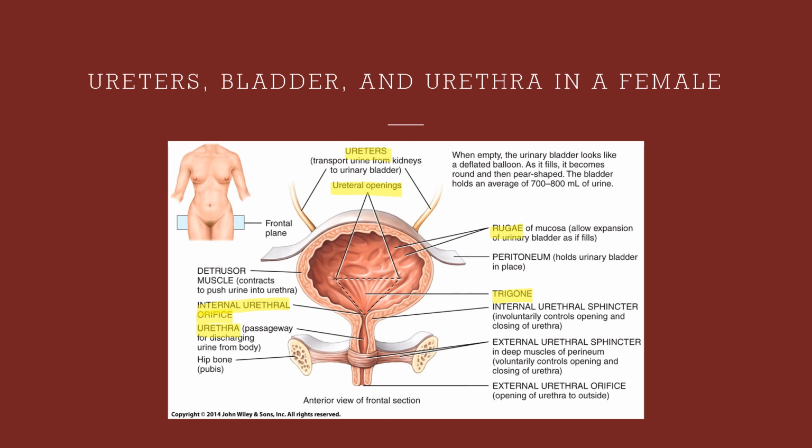Around the opening to the urethra, there are circular muscular fibers that form an internal urethral sphincter. And just inferior to it is the external urethral sphincter. The external urethral sphincter is composed of skeletal muscle, and it's actually a modification of the deep muscles of the perineum. The internal urethral sphincter is involuntary, whereas the external urethral sphincter is voluntary, and it controls the opening and closing of the urethra.